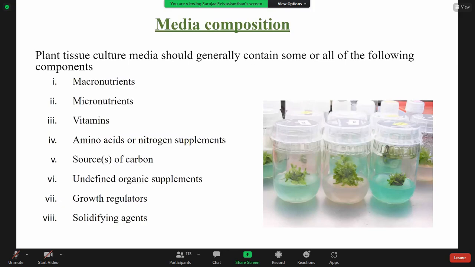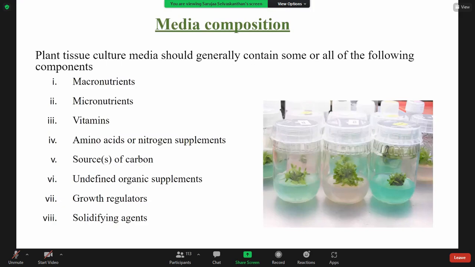These are the media composition, right? Macronutrients, micronutrients, vitamins, amino acids, carbon source, sugar. Table sugar, or sucrose, is a common one. Instead of sucrose, we can use table sugar. Undefined organic supplements like coconut water, orange juice, tomato juice, whatever we can use, right? Then we call them undefined organic supplements. And the growth regulators, solidifying agents, right?